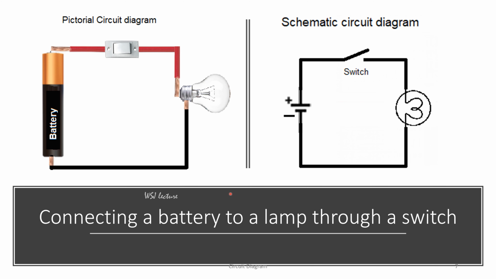The next example is connecting a battery to a lamp through a switch. So now we have added a switch to the previous circuit. So in the positive of the battery, we have connected a switch. So the symbol of the switch is given here. This is the pictorial circuit diagram and this is the schematic circuit diagram.